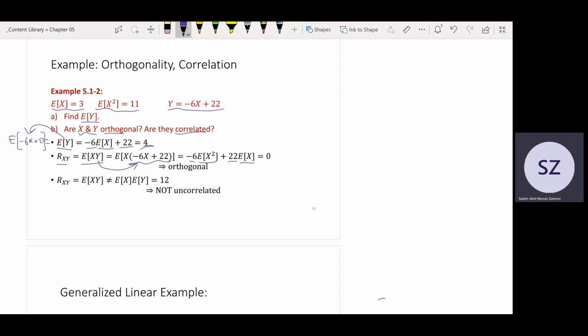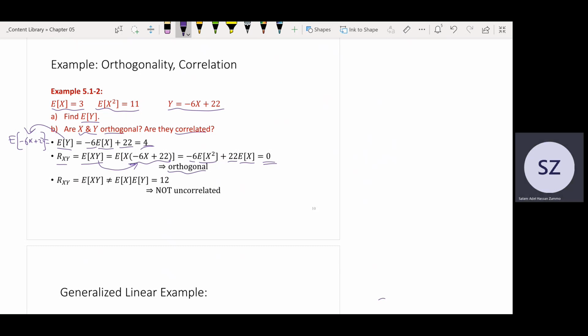Now it's minus 6 times the expected value of x squared, the mean squared, we gave it to you. It's equal to 11. So we have minus 6 multiplied by 11, which is minus 66. And we have 22 multiplied by 11, which is 66. So we know that the correlation between x and y equals 0. What does this tell us about x and y? They are orthogonal. Okay? Are they uncorrelated?